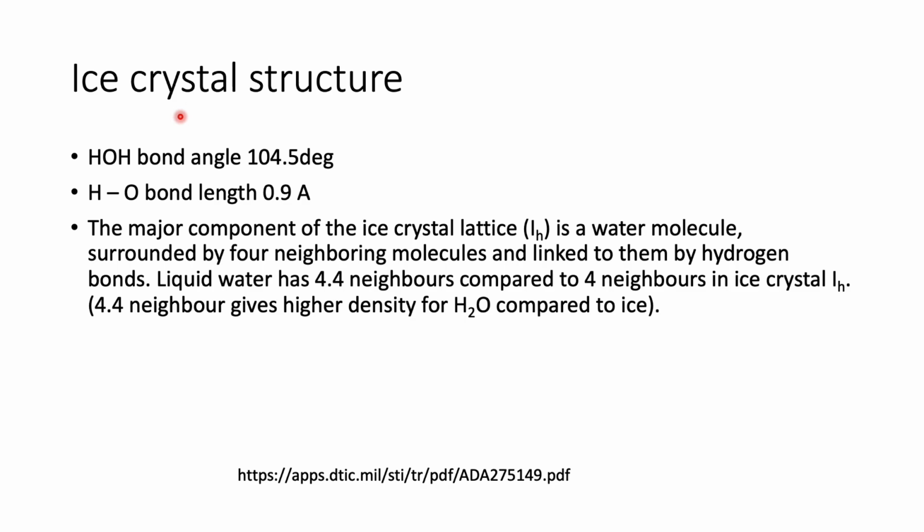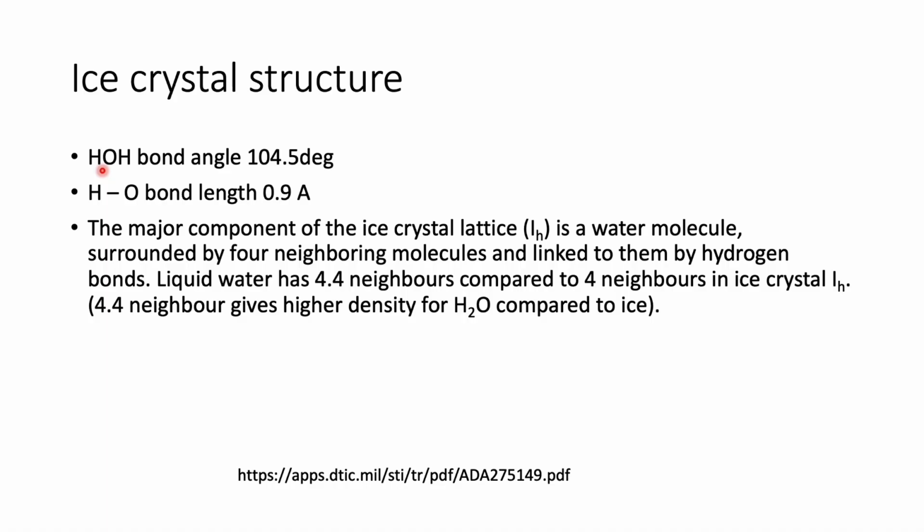Let us look at the ice crystal, which is a very important component in understanding how ice crystal growth is being prevented by these compounds. We know the HOH bond angle is 104 degrees 5 minutes, and the OH bond length is around 0.9 angstrom. The major component of the ice crystal lattice, which is written as 1H, is a water molecule. This is surrounded by 4 neighboring molecules and linked to them by hydrogen bonds.